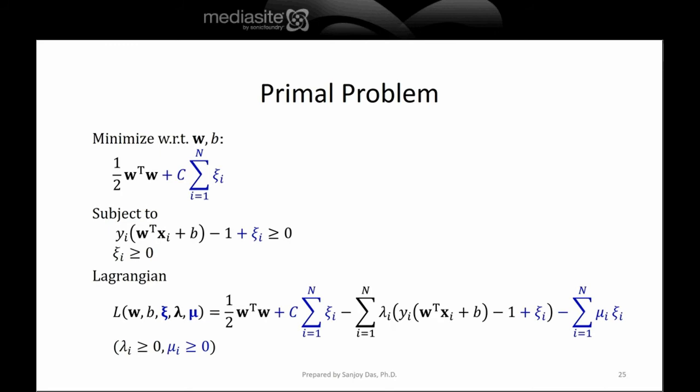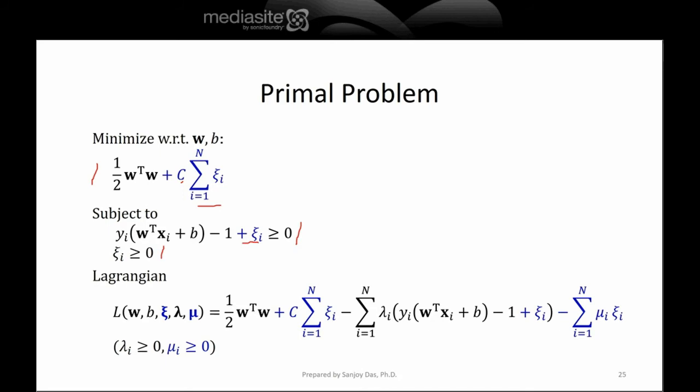This is the corresponding primal problem for the soft margin SVM. All additional terms are highlighted in blue. Since we have to minimize summation zeta i, the objective function now becomes half W transpose W plus a constant C times summation zeta i. The constraints have to be modified by allowing some error. So yi (W transpose xi plus b) minus 1 plus zeta i is greater than or equal to 0. And zeta i is the error. So zeta i is greater than or equal to 0.